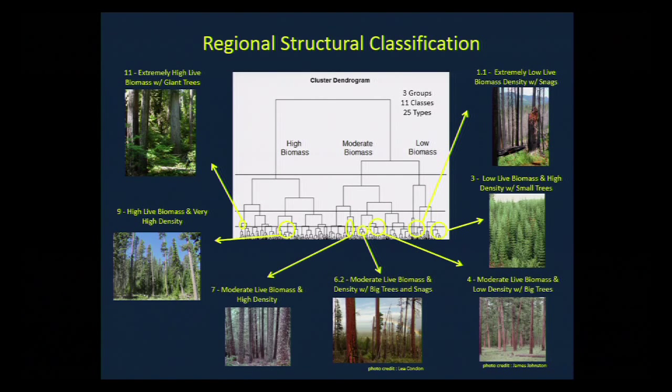And finally, we can keep going through and we get to structural class 11, which is extremely high live biomass with giant trees. And this is sort of our traditional old growth forest that we might think of when we think of Western Oregon.